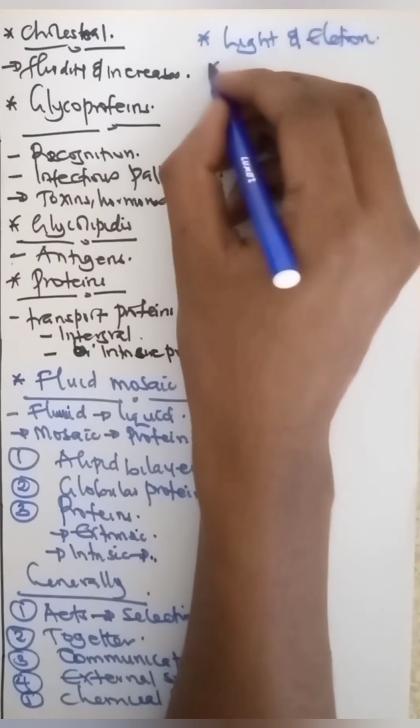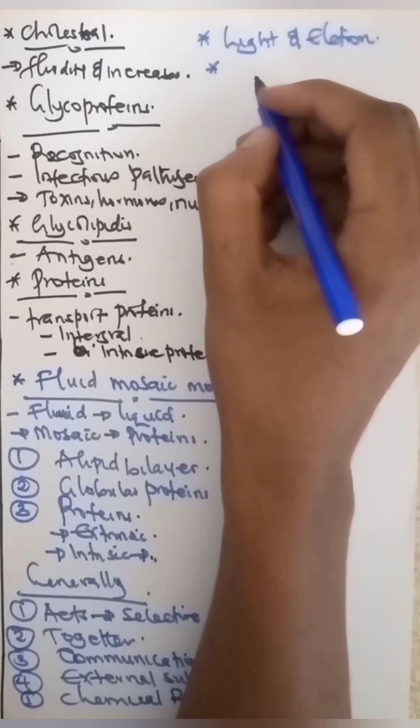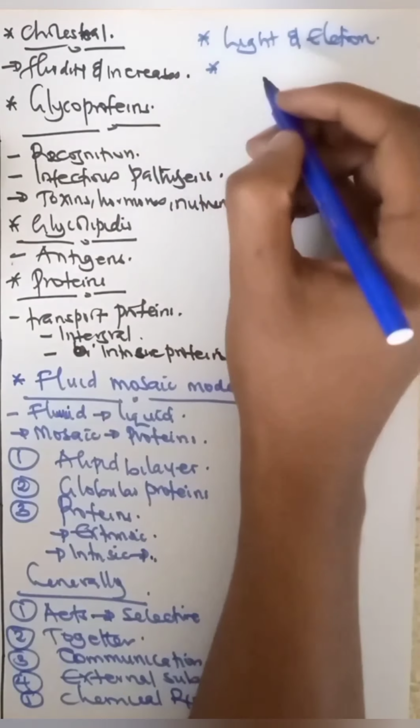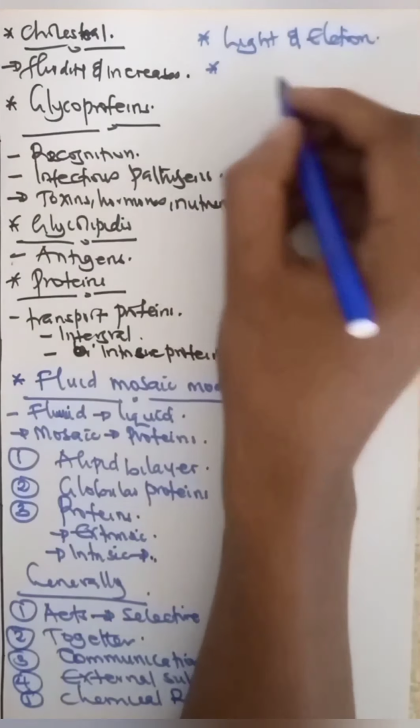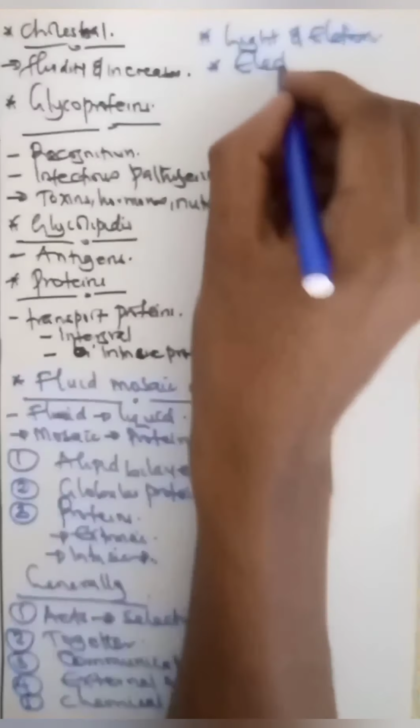However, the nuclear membrane, nuclear pores, mitochondria, ribosomes, Golgi apparatus, centrioles, and the lysosomes are basically seen by electron microscope.